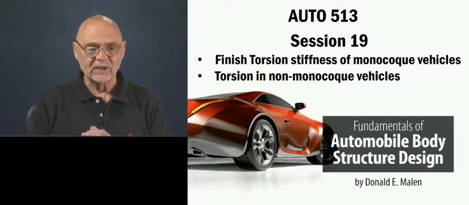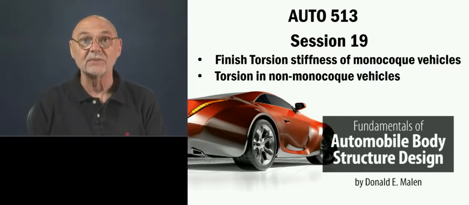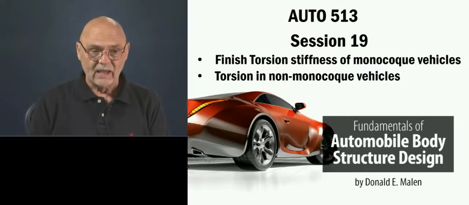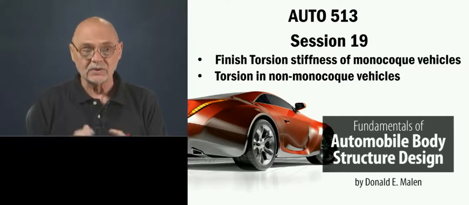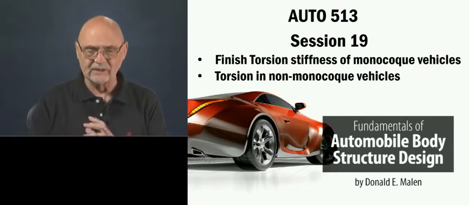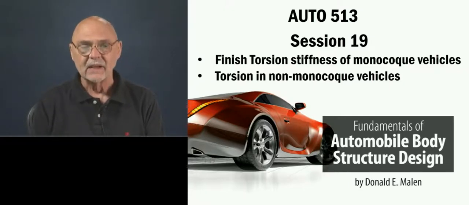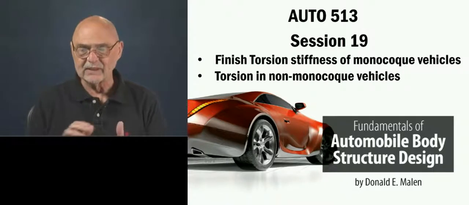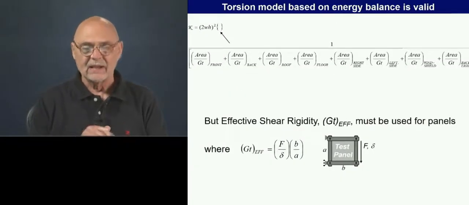We're going to do two things. We're going to finish up the torsion stiffness in monocoque vehicles, and then we're going to talk just a little bit about torsion in non-monocoque vehicles. So these are basically bodies with frame. Okay. So first we're going to clean up with the monocoque structures.